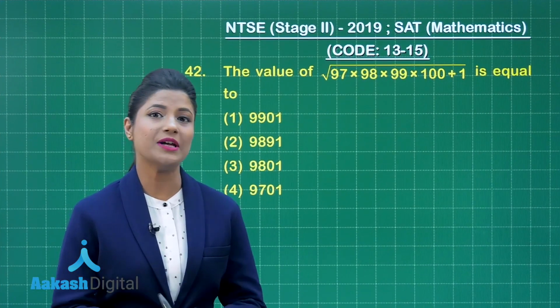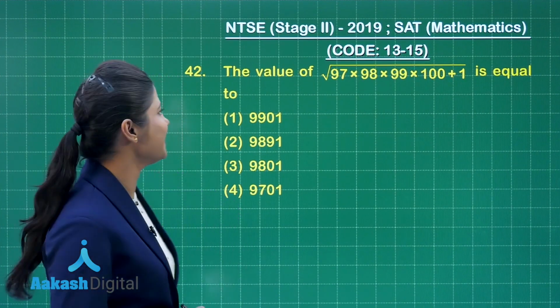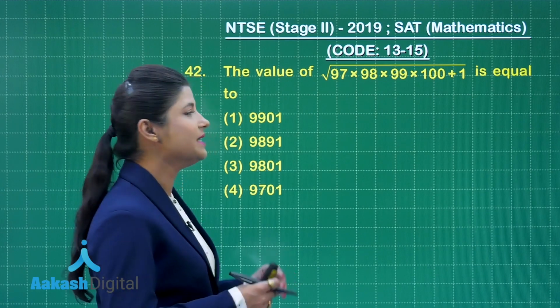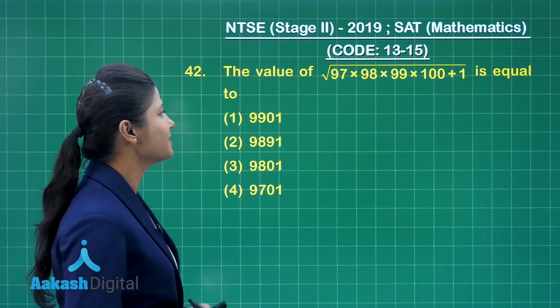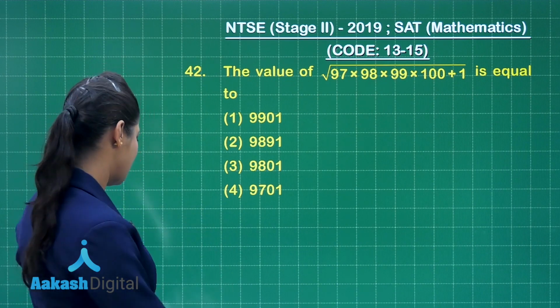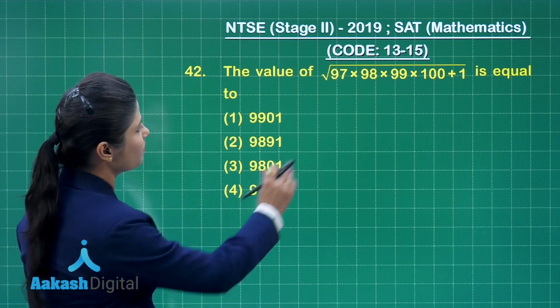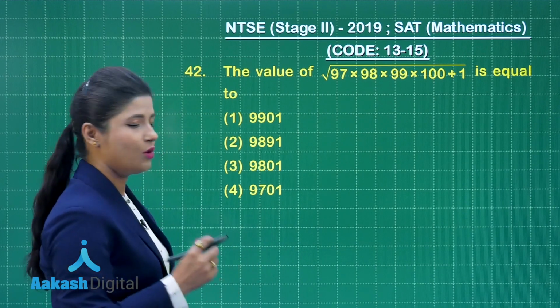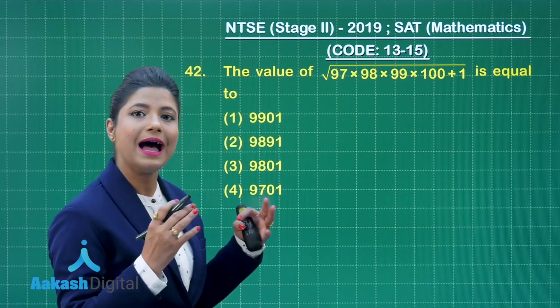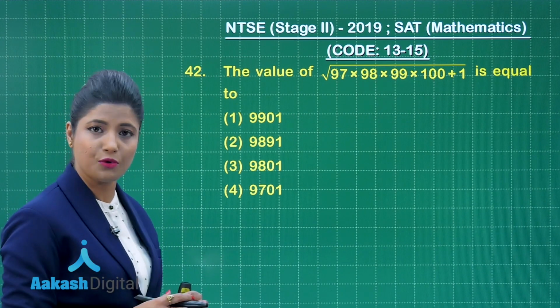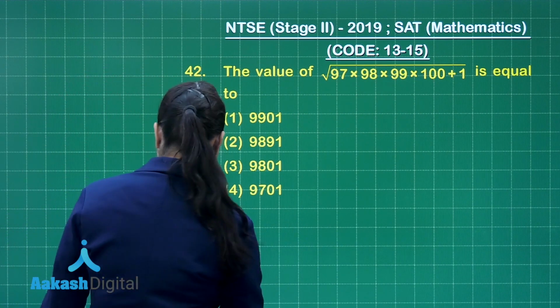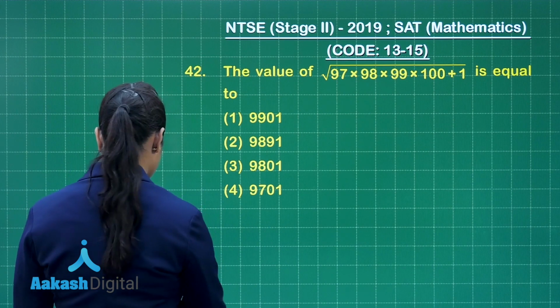Now let's take up question number 42. This question states the value of square root of 97 into 98 into 99 into 100 plus 1 is equal to out of these four options. So here, as you need to obtain the value of this quantity, you can multiply and simplify it to get the required value, or else we can use the approach of algebra, where I am going to solve it for you using algebra.